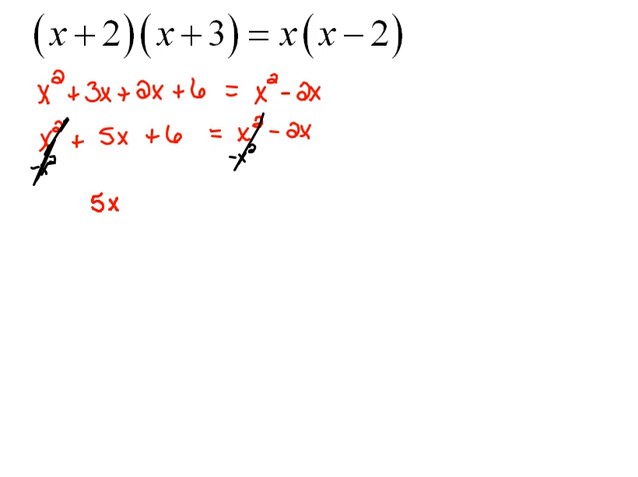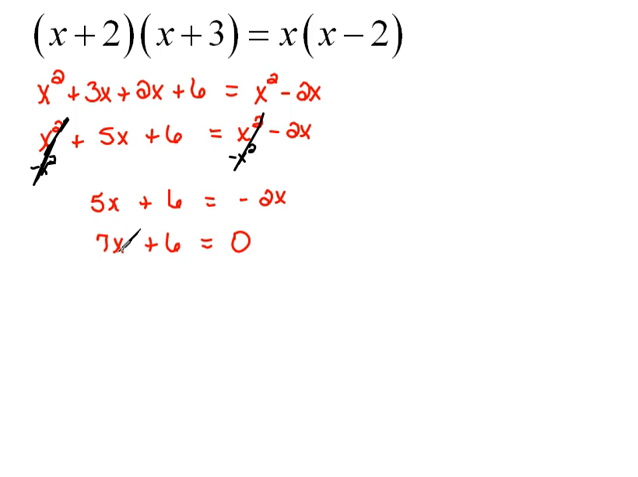What we have now is 5x plus 6 equals negative 2x. Now if we get our x's together, if we add 2x to both sides, we have 7x plus 6 equals, we don't have anything left over on the right. Now, we do have it equal to 0, but we don't have factors. But is that necessary in this problem?